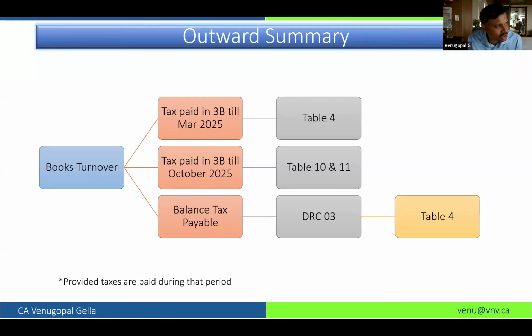In fact, the right word is not October 25. In any 3B filed on or before 30th November, because some may file only April return, and the rest, October, June, July, filed after 30th November. The right word is paid by 30th November. You will show in table 10. If you have paid anything using DRC03, you will show in table 4. Is this slide clear to all?